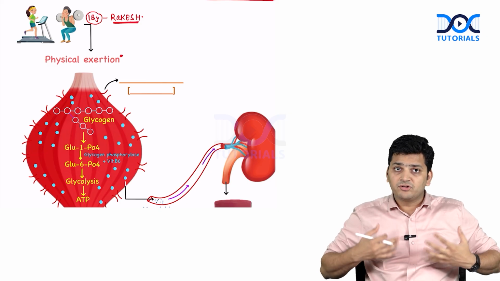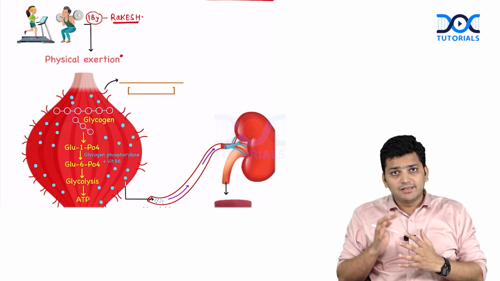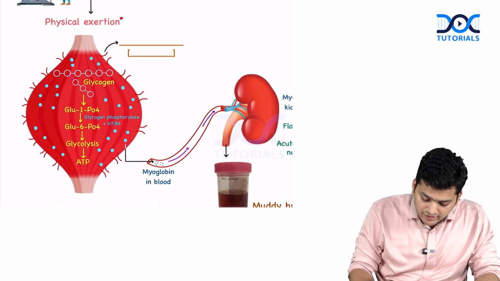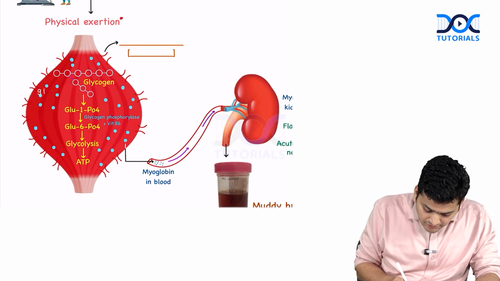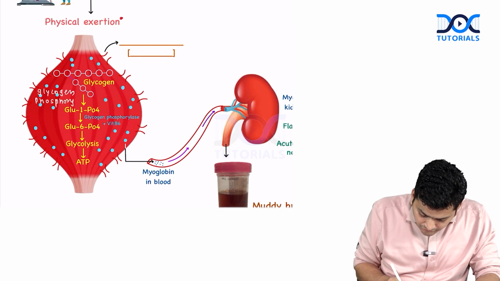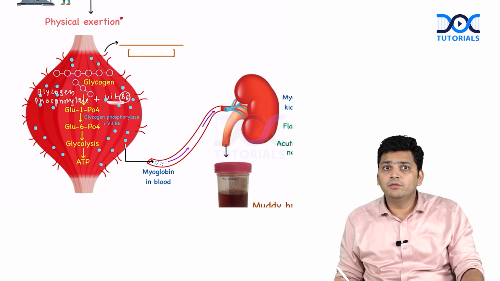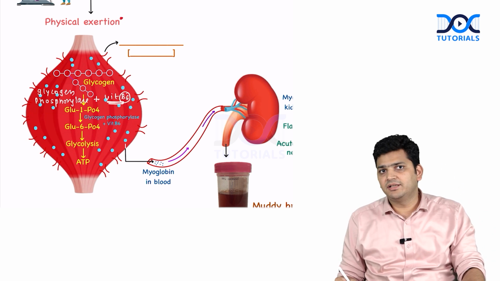The muscle requires so much energy, so the muscle will start cutting the glycogen. To cut the glycogen, we require the enzyme called glycogen phosphorylase. And the problem is, with the help of vitamin B6, this glycogen phosphorylase is going to cut the glycogen. But Rakesh was not having this enzyme in his muscle.